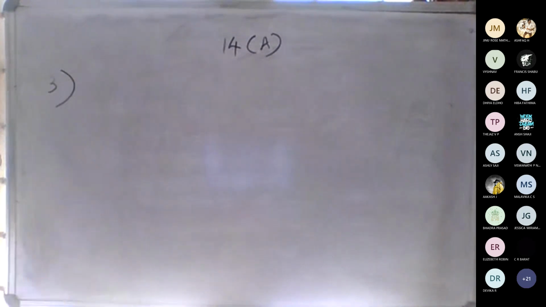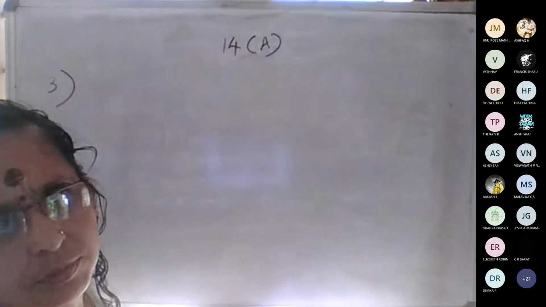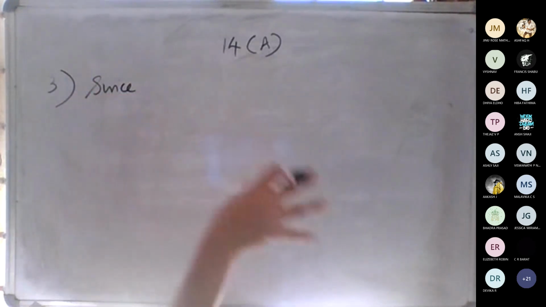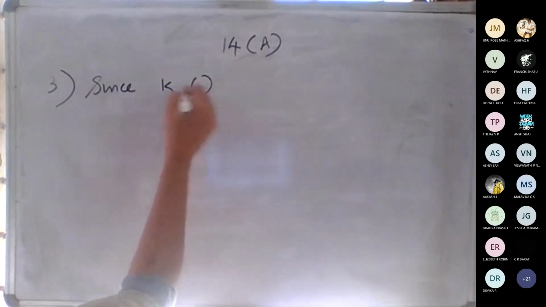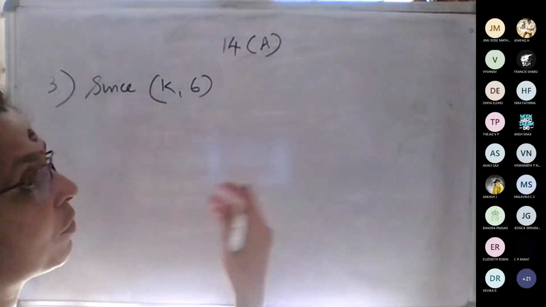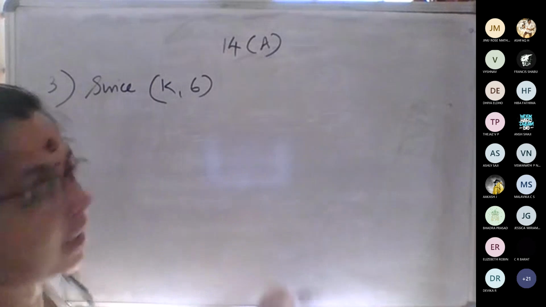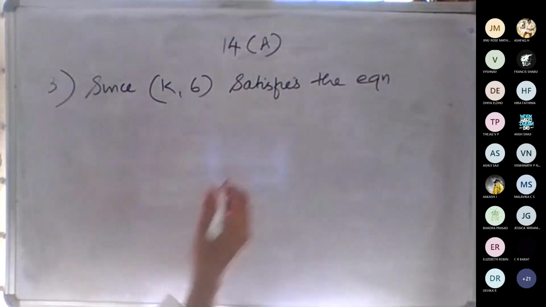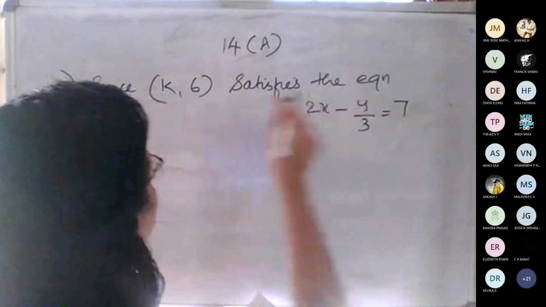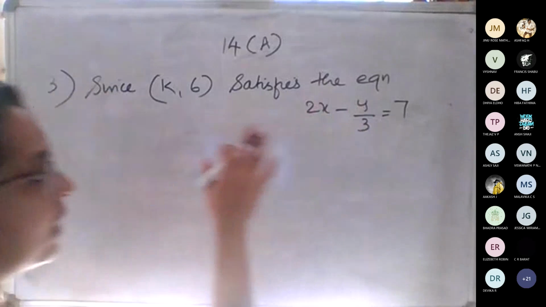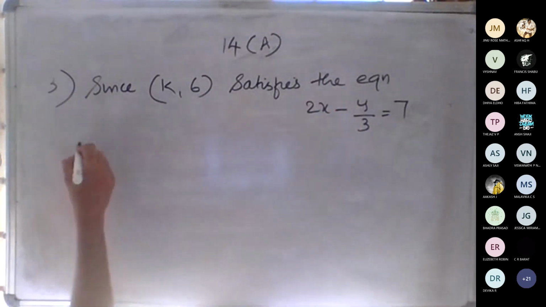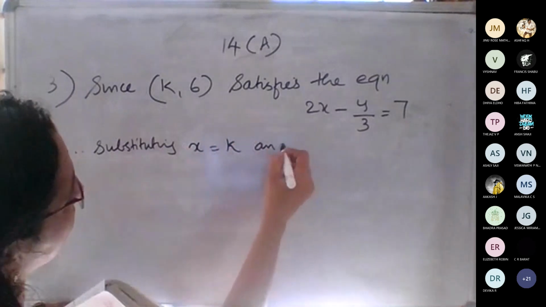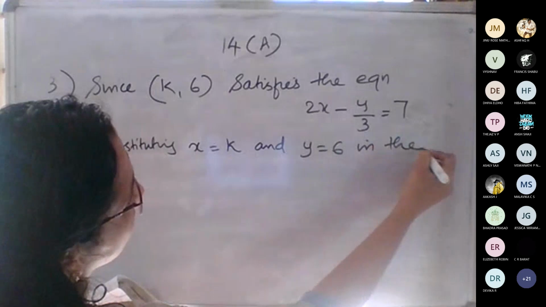So what can we write? Third question. Substituting x is equal to k and y is equal to 6. Since that point lies on the equation that is given in the question, (k, 6) is already said to satisfy the equation, so we don't need to find out whether it satisfies or not. Since it is given that (k, 6) satisfies the equation 2x minus y by 3 is equal to 7, we can directly substitute x is equal to k and y is equal to 6 in this equation.